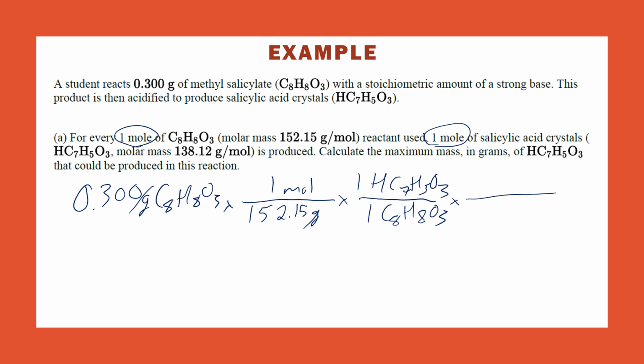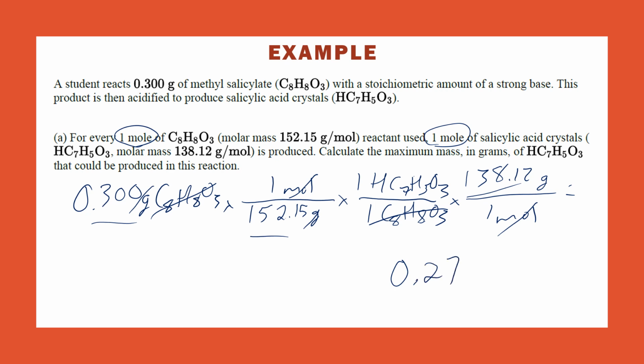And then finally, we need to get that back to grams. So we need to use the molar mass of the salicylic acid, which is 138.12 grams per mole. Moles cancel. The methyl salicylate canceled. So now we just need to calculate. So you would do 0.3 divided by 152.15 times 138.12, and you get, so you did 3 significant digits, 0.272 grams of the salicylic acid. And that one was just 1 point.